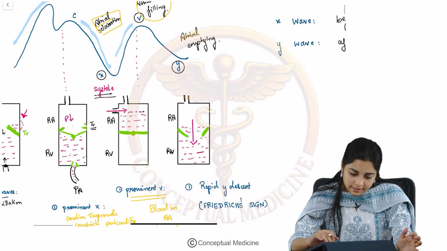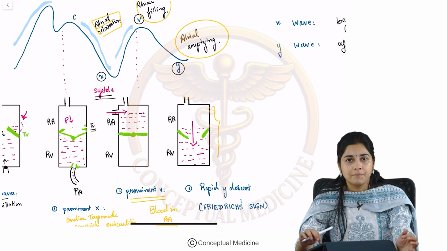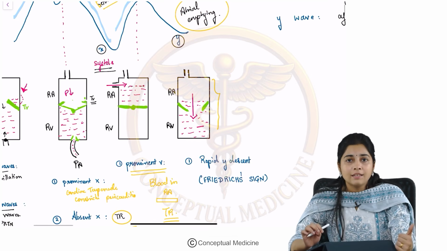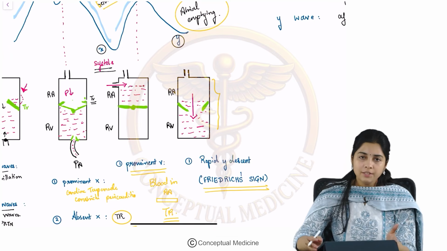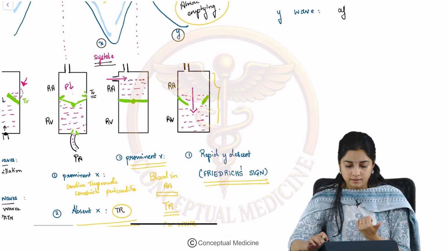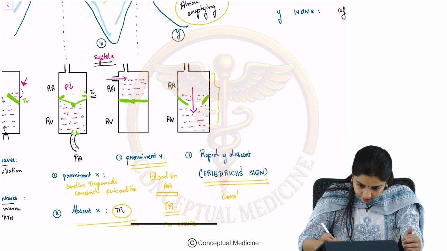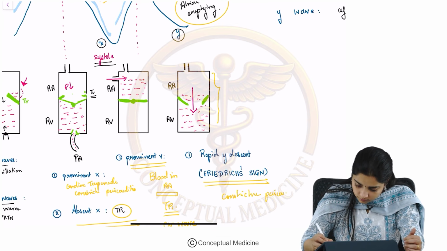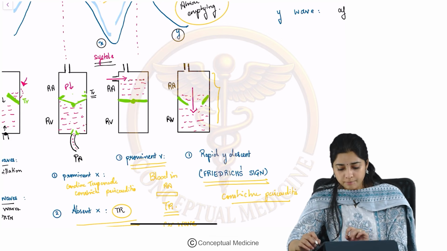Now, what is the Y descent due to? Y descent is due to atrial emptying. Okay, so where do you get a rapid Y descent? Rapid Y descent is also called as Friedreich's sign. So where do you get this rapid Y descent? Rapid Y descent happens in a condition called constrictive pericarditis. So rapid Y descent is seen in a condition called as constrictive pericarditis.